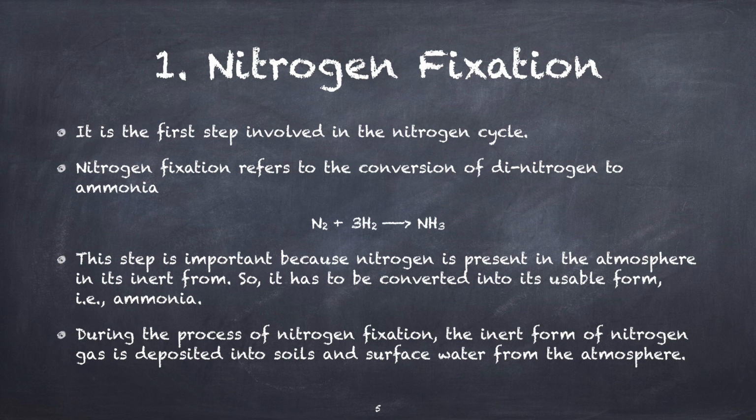Next, we have the first step of our nitrogen cycle, that is nitrogen fixation. Nitrogen fixation refers to the conversion of dinitrogen to ammonia. Now we know that dinitrogen is the most abundantly found gas in the atmosphere, but it is inert. So it has to be converted into a more usable form, that is ammonia. Now let's see how this nitrogen is fixed.